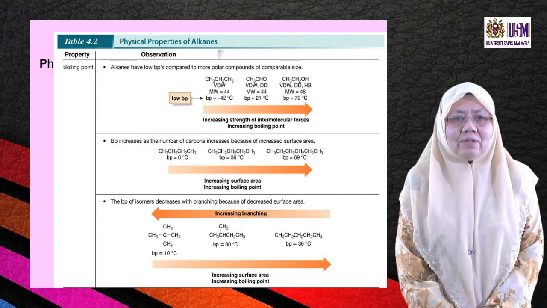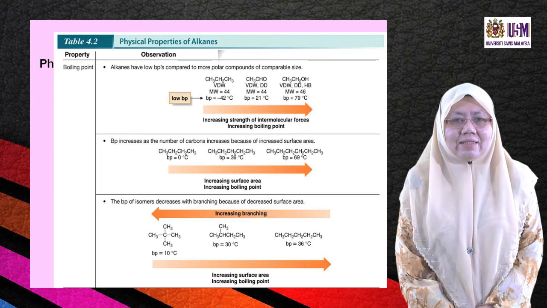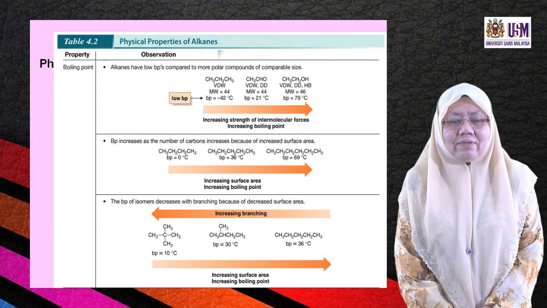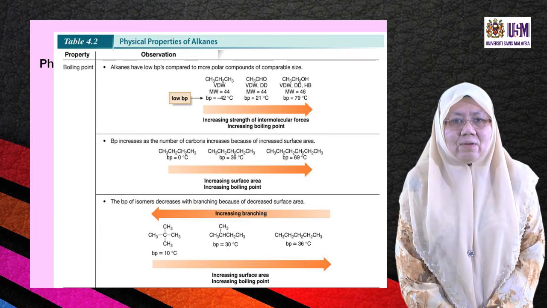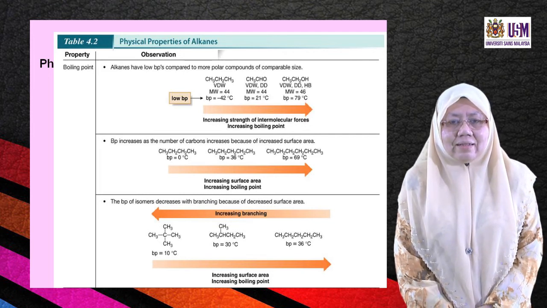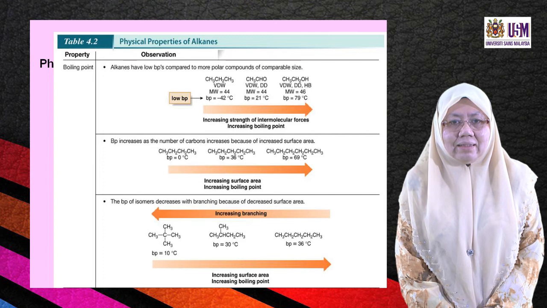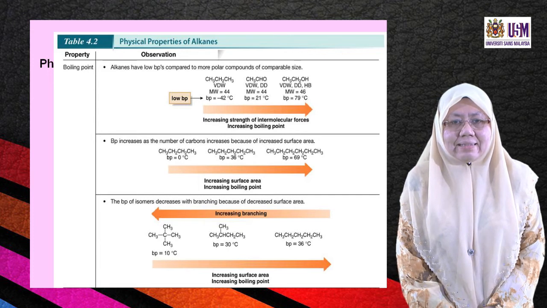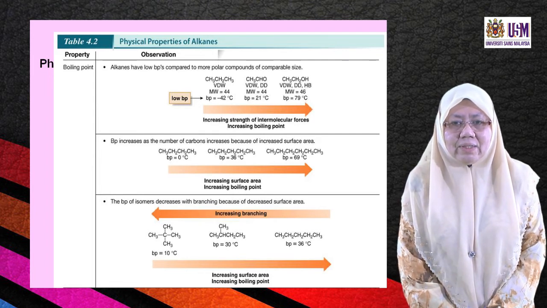The first we are going to discuss is boiling point. As we saw in chapter 3 before, the first thing that determines boiling point is the polarity of the compound. All alkanes have low boiling points compared to more polar compounds of comparable size. Let us compare propane, acetaldehyde, and ethanol. They have more or less the same molecular weight. Propane has a molecular weight of 44, so does acetaldehyde, but ethanol has a molecular weight of 46.